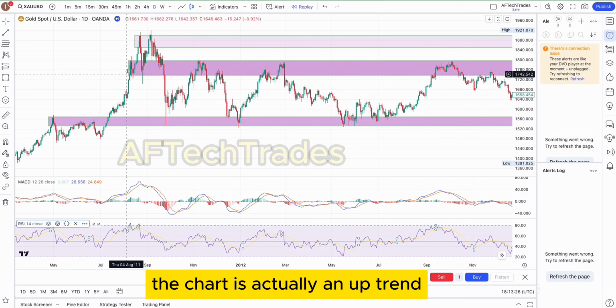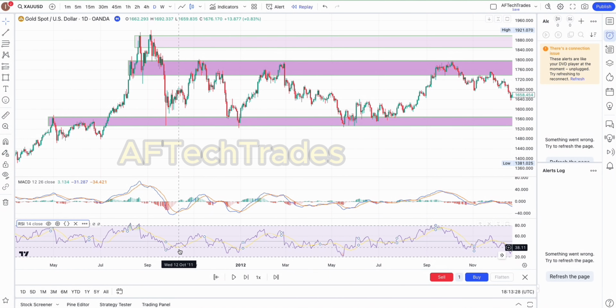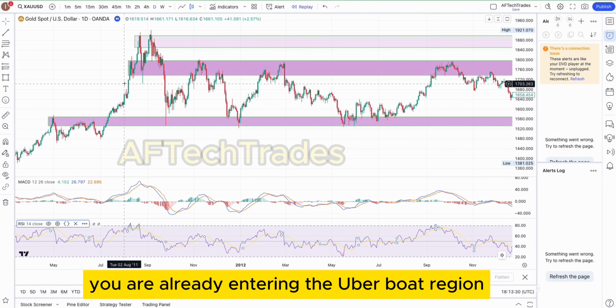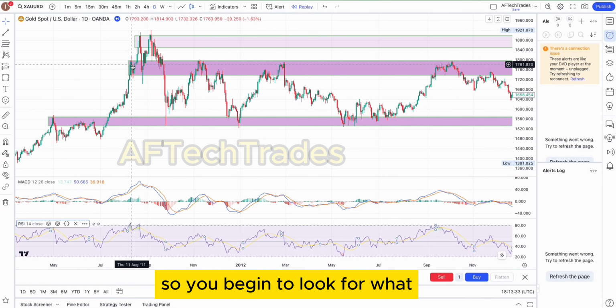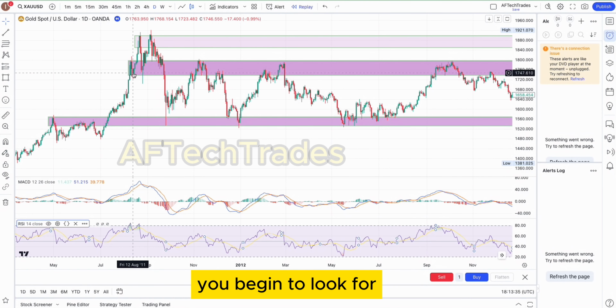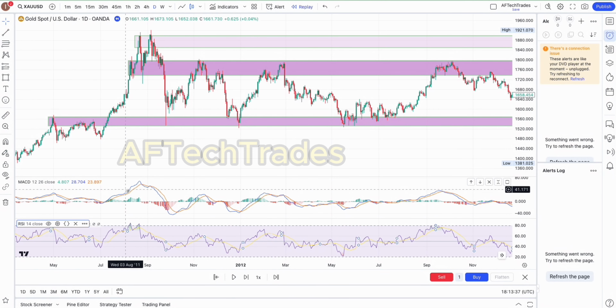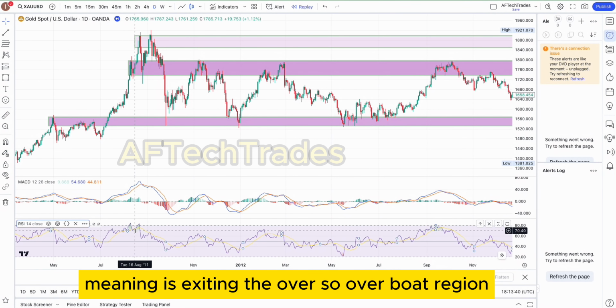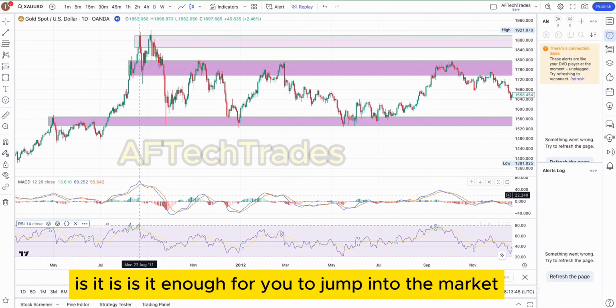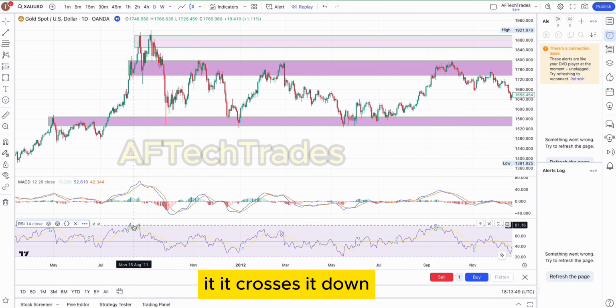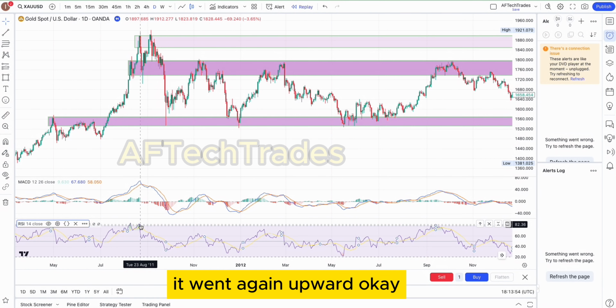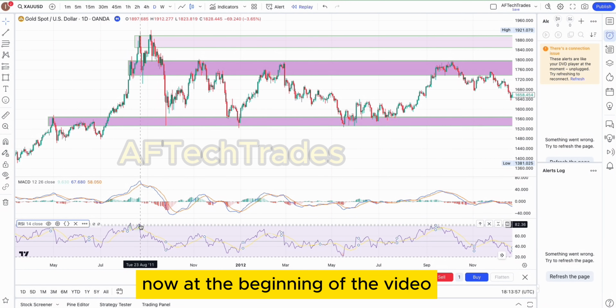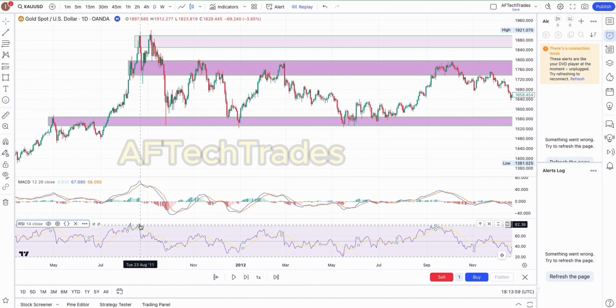The chart is actually in an uptrend, but what this is telling you is that you are already entering the overbought region. So you begin to look for what? You begin to look for sell signals. Now when it's crossing down, meaning it's exiting the overbought region, is it enough for you to jump into the market? As you could see here, it crosses down, but what happened? It went upward again. Okay, now at the beginning of the video I talked about convergence and divergence.